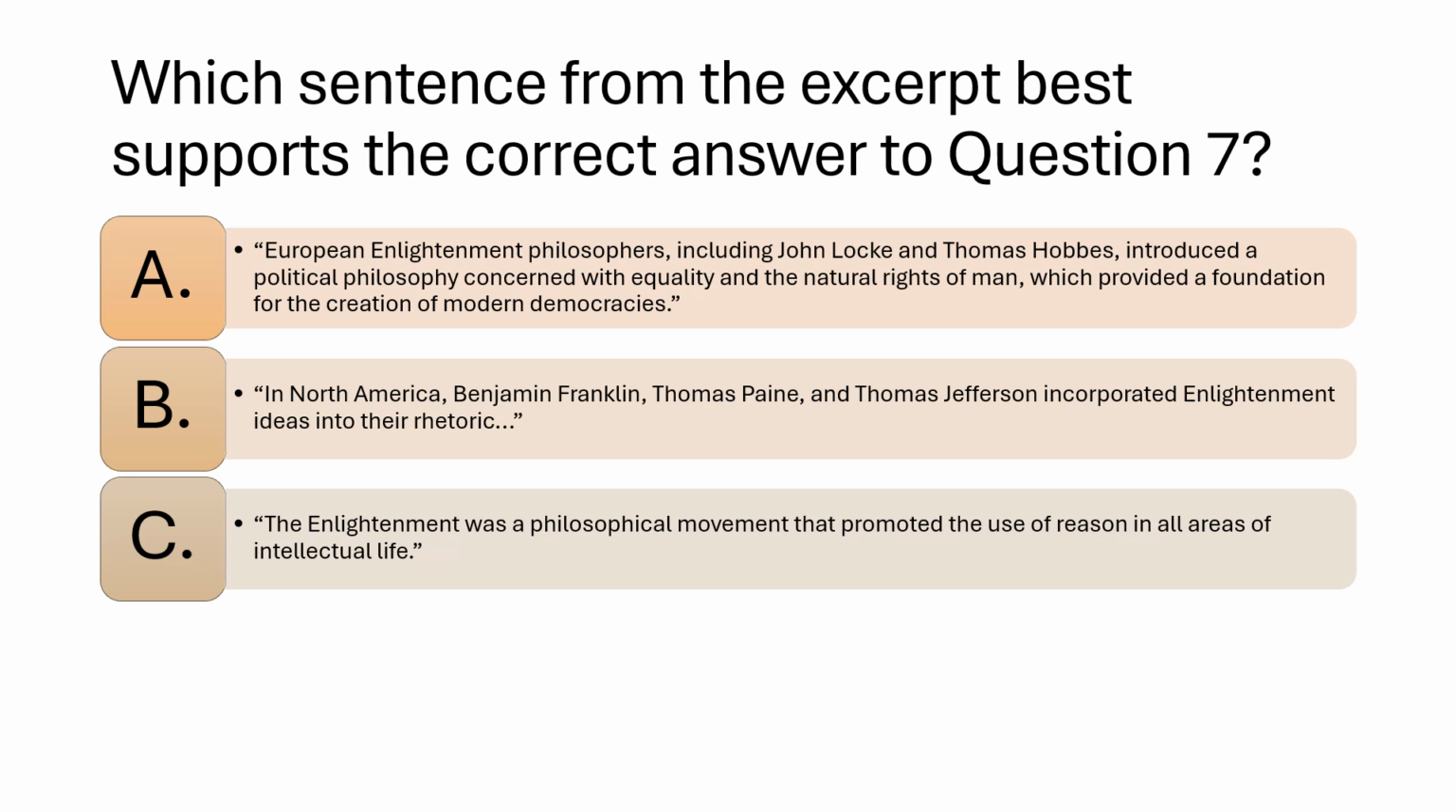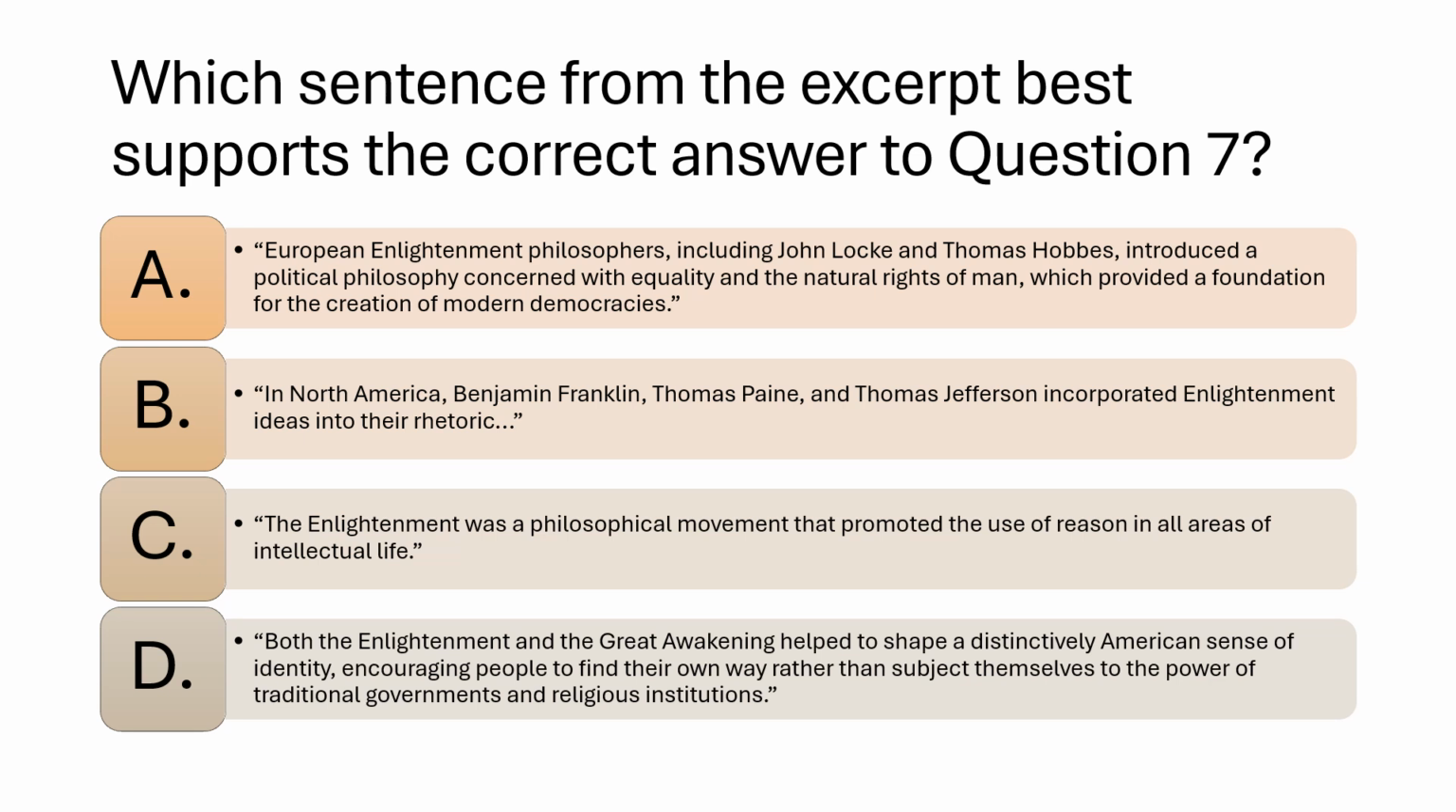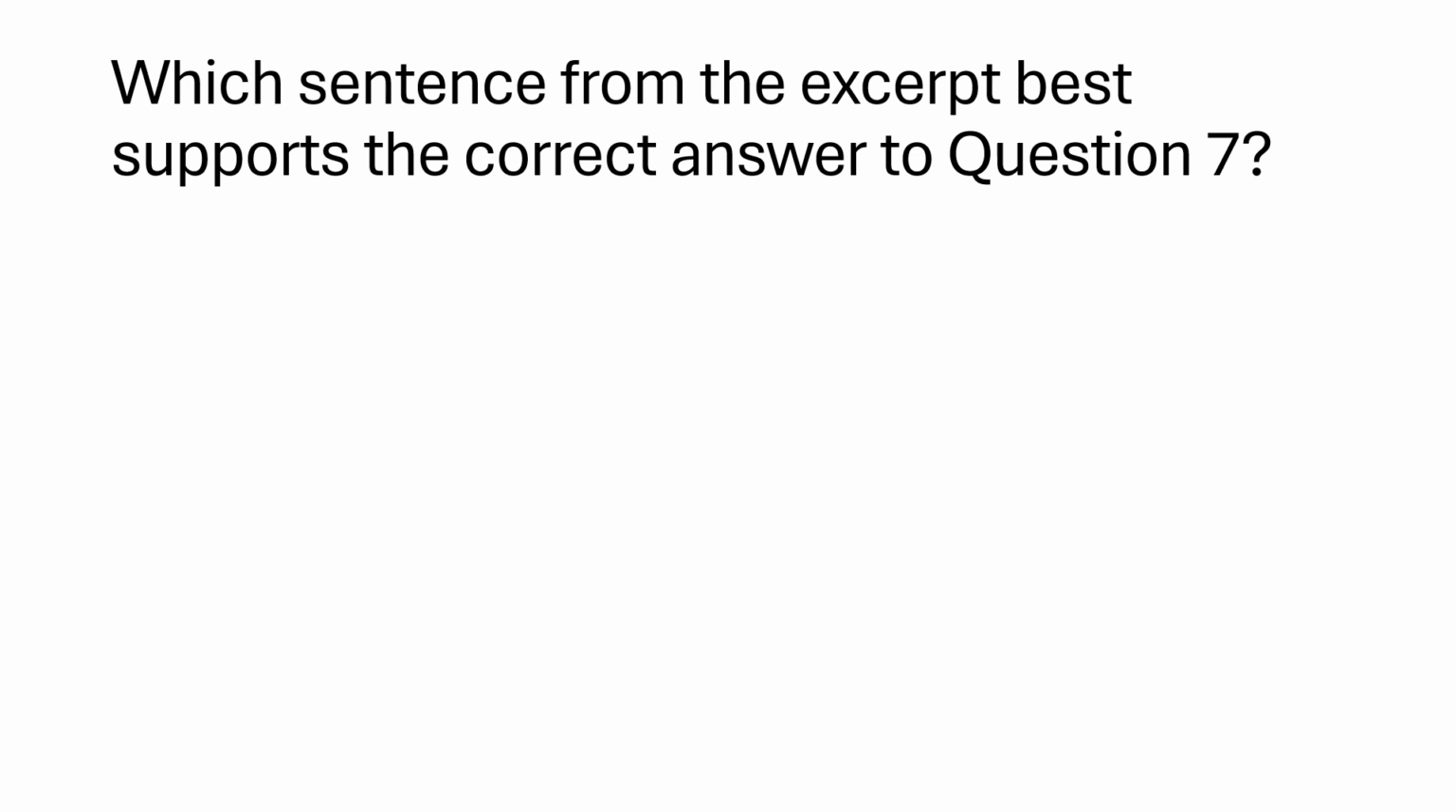C. The Enlightenment was a philosophical movement that promoted the use of reason in all areas of intellectual life. D. Both the Enlightenment and the Great Awakening helped to shape a distinctively American sense of identity, encouraging people to find their own way rather than subject themselves to the power of traditional governments and religious institutions. Which sentence from the excerpt best supports the correct answer to question 7?